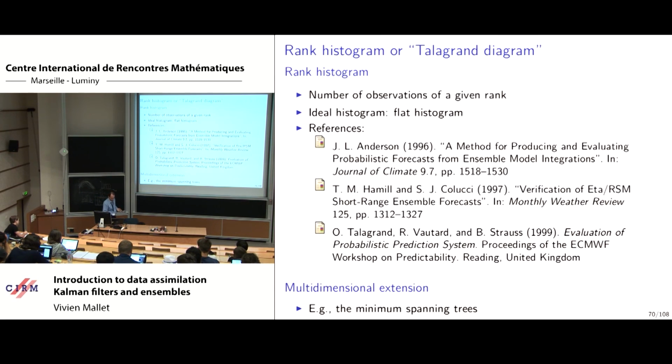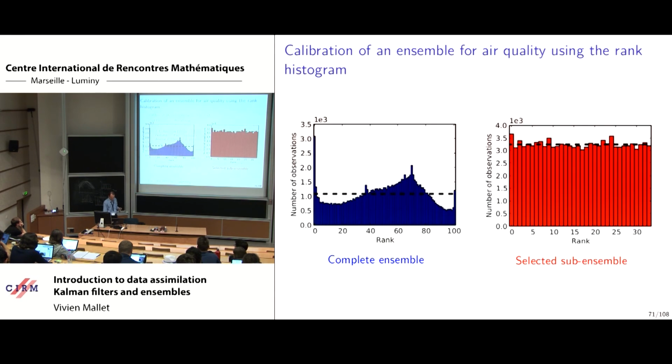Yeah, but building on the consistency, you can even build your own rank, so that you can exhibit this consistency property, that the observations are not different from any member. This is an example of a calibration. This is for 100 members in air quality, a rank histogram, which is not so great. And after removing like 70 members, you get this one, if you remove the proper ones.